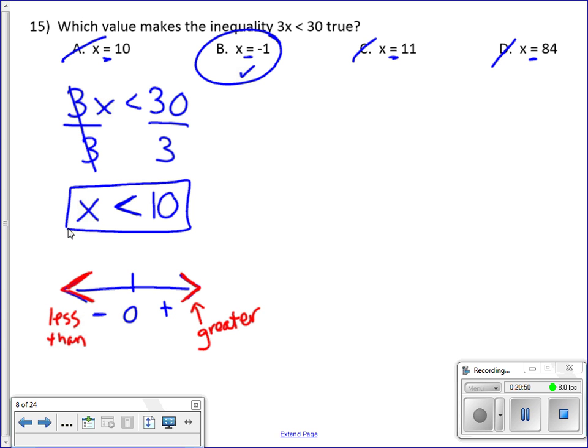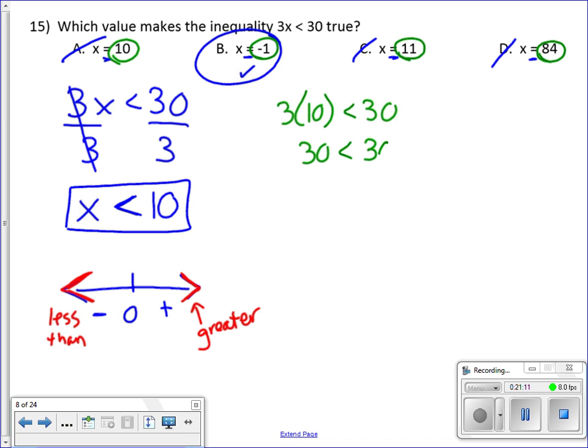Now, here's another thing you could do to check if it works or not. I could literally take each one of my answer choices, 10, -1, 11, and 84, and plug it right in here. So 3 times 10 is supposed to be less than 30. That means 30 is less than 30. Is that a true statement? No, this is false, so that's out. We already said that's out.